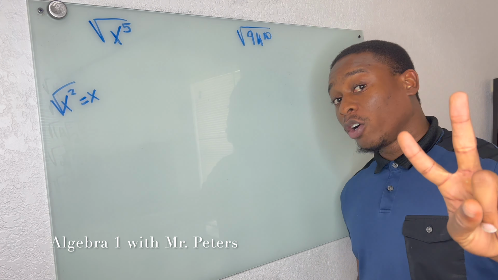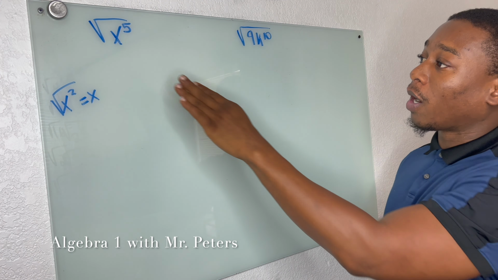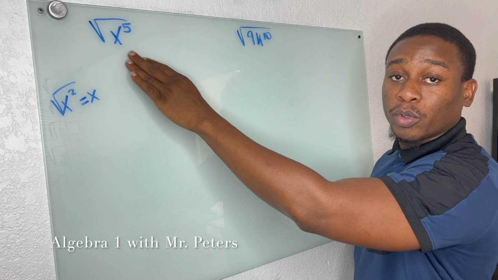All right, guys, so we're on part 2 of the video, meaning I'm going to start talking about how to simplify radicals with variables and exponents.